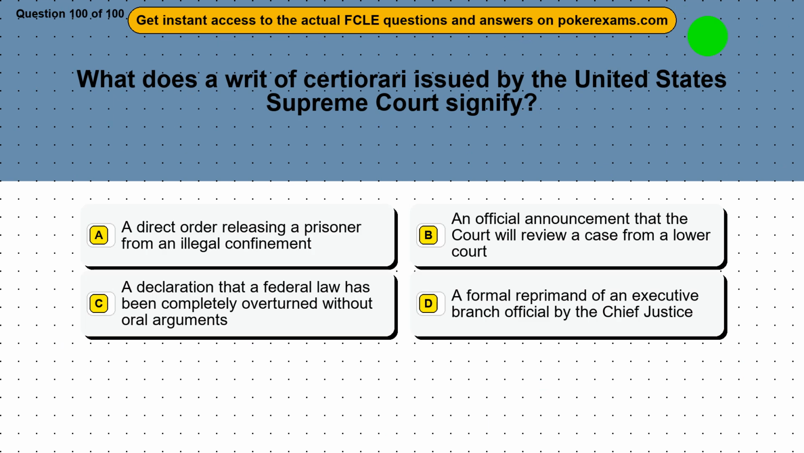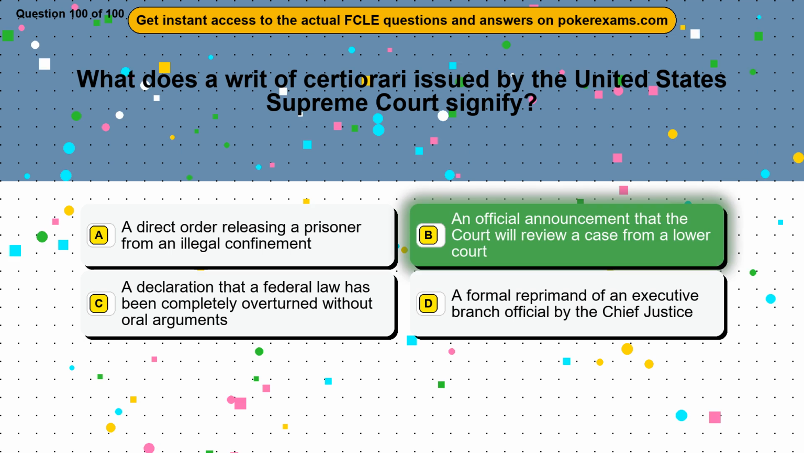Question 100. What does a writ of certiorari issued by the United States Supreme Court signify? Option A, a direct order releasing a prisoner from an illegal confinement. Option B, an official announcement that the court will review a case from a lower court. Option C, a declaration that a federal law has been completely overturned without oral arguments. Option D, a formal reprimand of an executive branch official by the Chief Justice. The correct answer is option B, an official announcement that the court will review a case from a lower court.